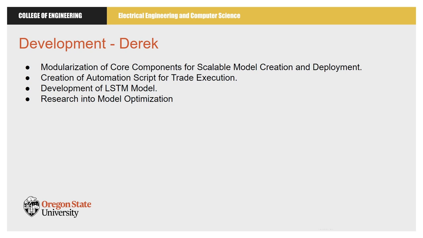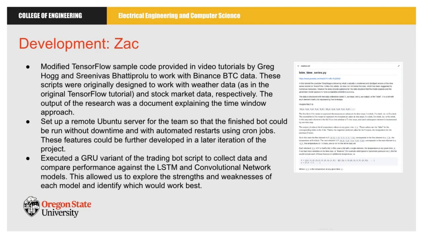I implemented the LSTM recurrent neural network model. Lastly, I explored optimization routines to enable dynamic model restructuring when market conditions change beyond the capability of the initial model structure. I reworked TensorFlow implementations by data scientists Greg Hogg and Srinivas Bhattiprolu that were originally designed to work with weather and stock market data, respectively, so that they could work with the Bitcoin data. One of the outcomes of that exploration was a document detailing the time window approach.